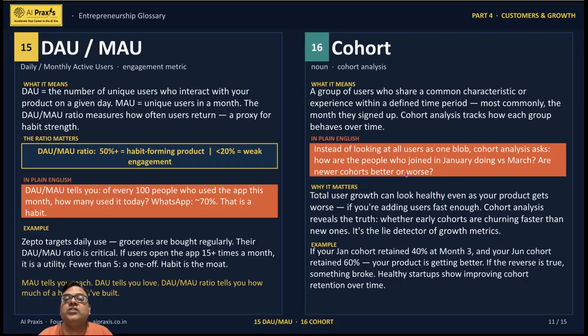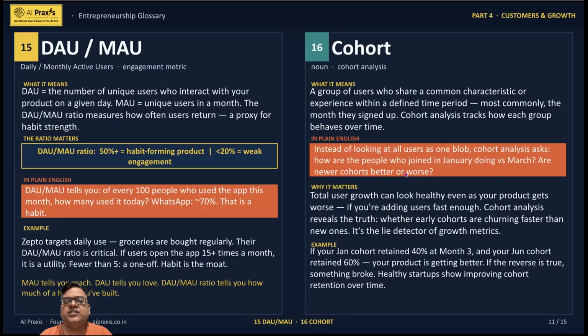Now let's move to cohort analysis. A cohort is a group of users who joined at the same time. Instead of analyzing all users together, you analyze them in groups. Now, why does this matter? Because overall growth can be misleading. You might be adding users fast, but losing them even faster. Cohort analysis reveals the truth.